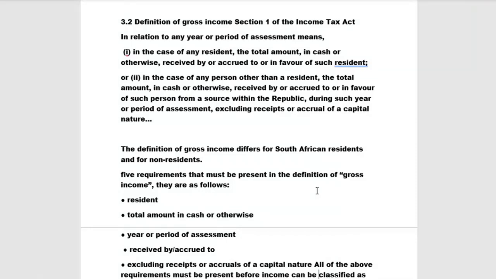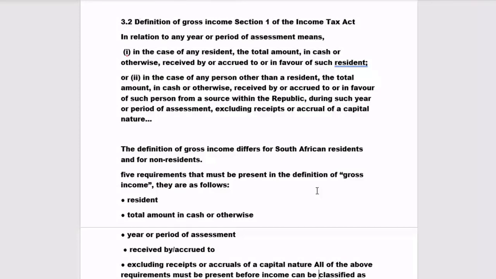The definition of gross income differs for South African residents and for non-residents. It depends on where you are getting your income as a taxpayer. If you are getting an income in South Africa, but you are based somewhere outside the country, you are actually going to be taxed, although that will depend on how long you have been in the country. All income sourced in South Africa, for taxpayers or businesses, is eventually going to be taxed should they meet the requirements or qualify.